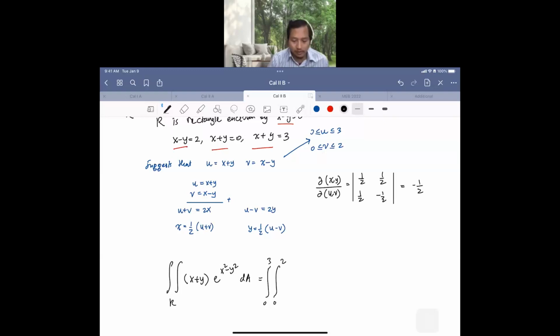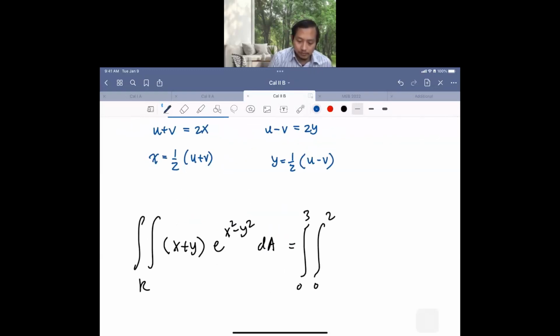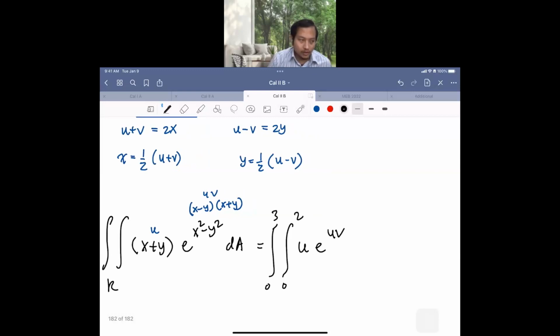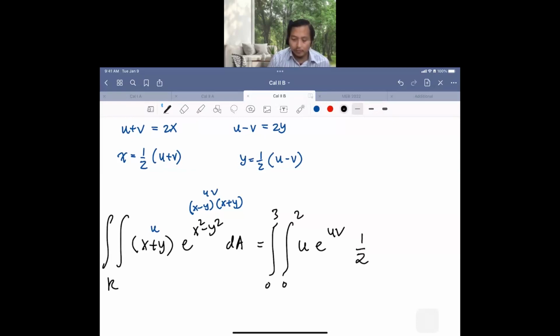Change everything here. We exchange: x squared minus y squared becomes x minus y times x plus y, so this becomes uv, and x plus y becomes u. So this will be u times e to the uv, and then this will be dv du. I forgot to write the Jacobian, it's half. And write down the dv du.